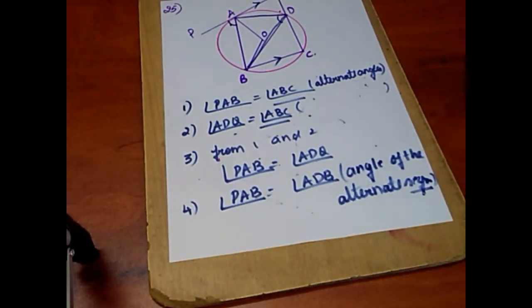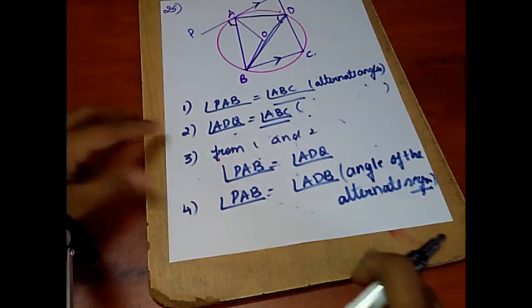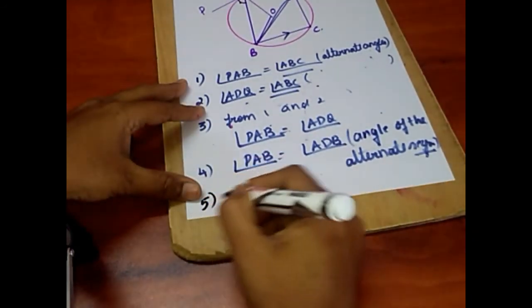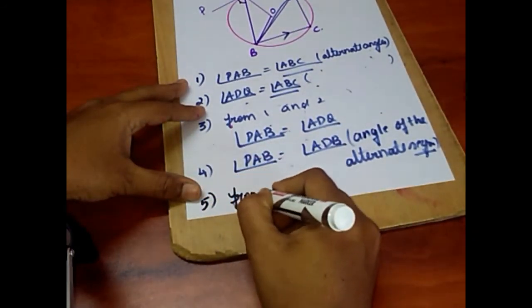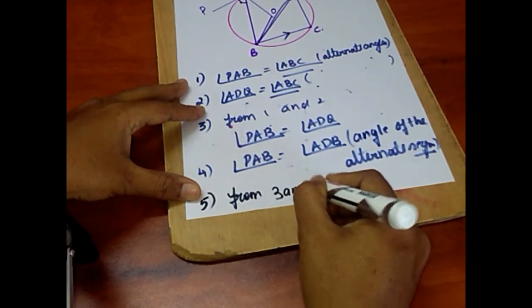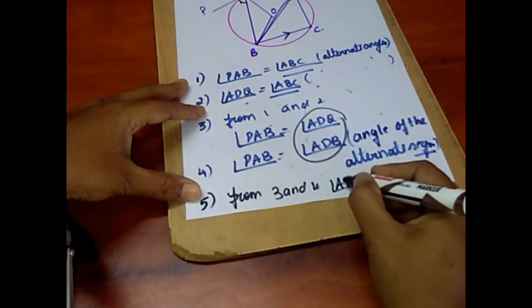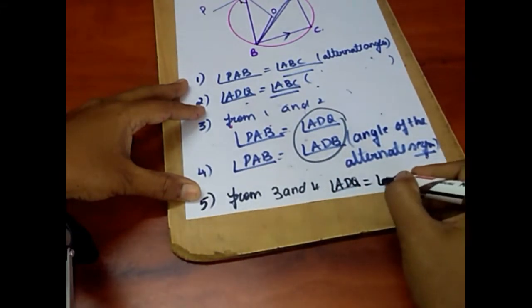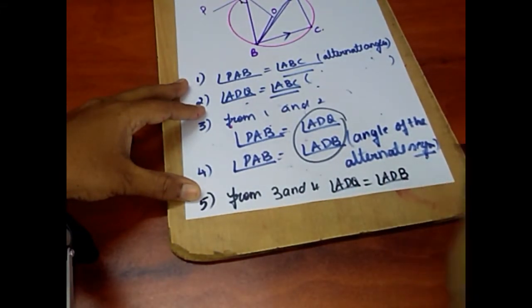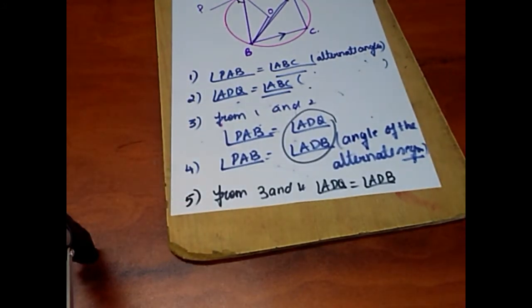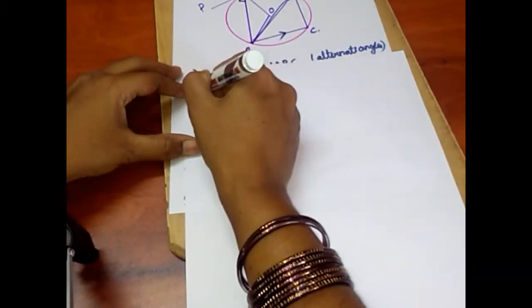Observe children, result number 3 and result number 4. Both the results are on the screen. What can you find? Point number 5: from 3 and 4, we can say that angle ADQ is equal to angle ADB. It is very easy to identify. Now the last step to write is step number 6.